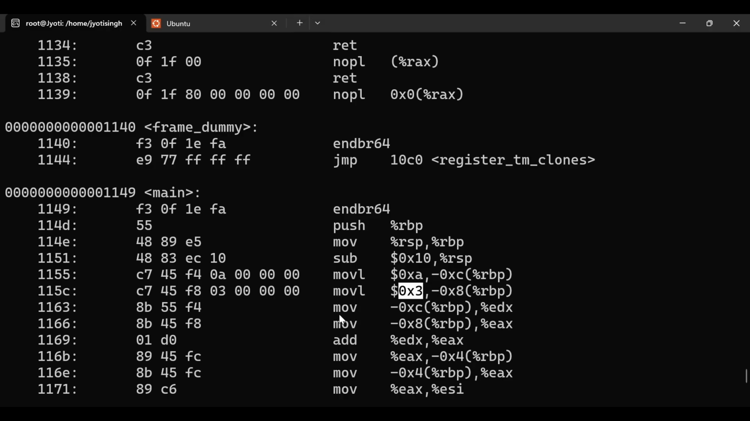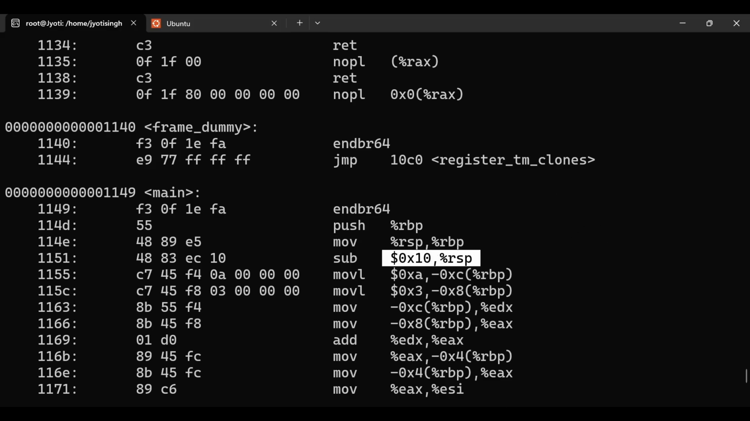10 plus 3 is 13. After that we have moved these values into the EDX and EAX registers. After moving the registers, we have done the promotions. We are doing the addition operation, EDX with the EAX register, that is at 0C, this value, plus the one at minus 08, that is this value. So 10 and 3, 13, and then we are simply storing the value inside our stack. The minus is there because the stack grows downward. We have allocated this much memory in the stack.